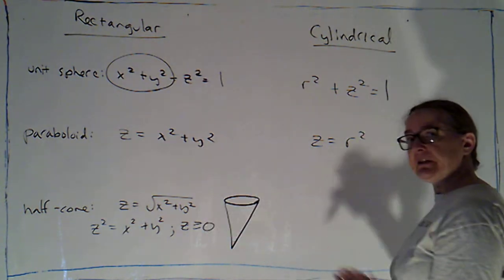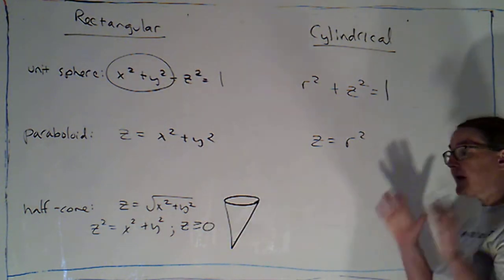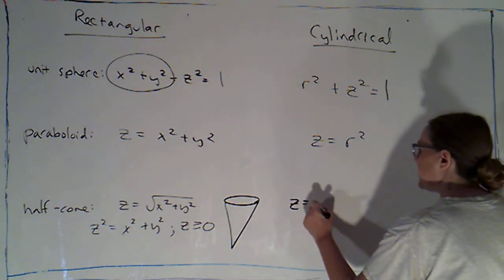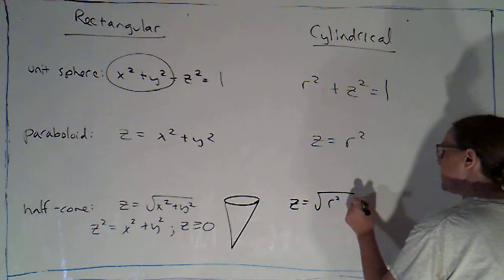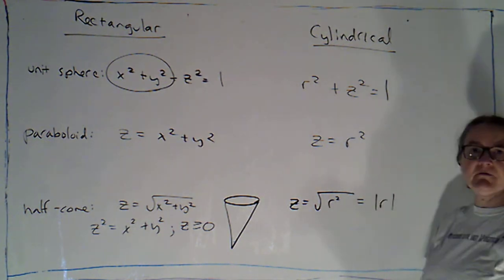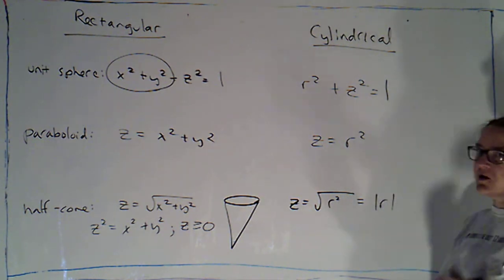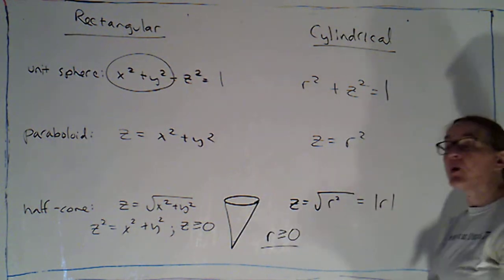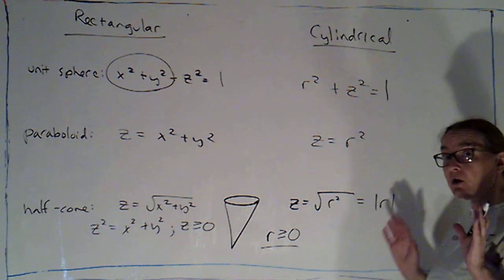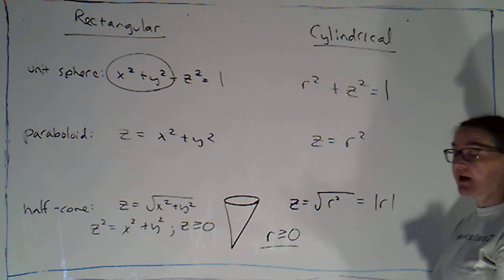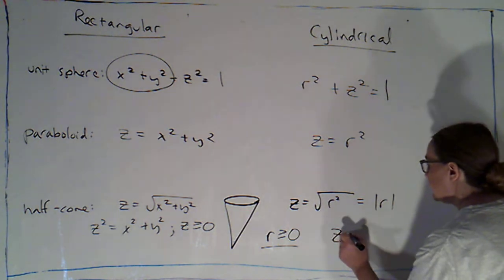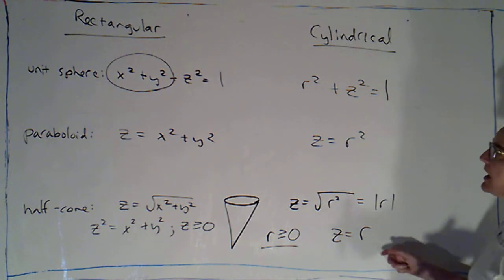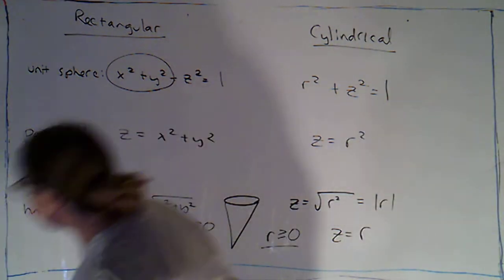Now when I convert to cylindrical, I have to be careful. If I'm just working in cylindrical coordinates with no restrictions on r, this would become z equals the square root of r squared, which would be the absolute value of r. Almost always when we're going to encounter this, it's going to be in the context of integration, when we're going to make the choice that we're only going to use non-negative r values. And if that's the case, then I can say that means just z is equal to r. Okay. All right, let's take a look at another surface.